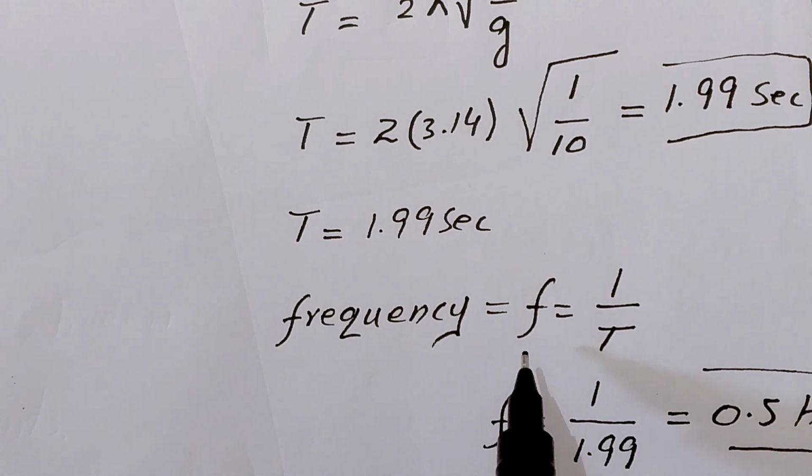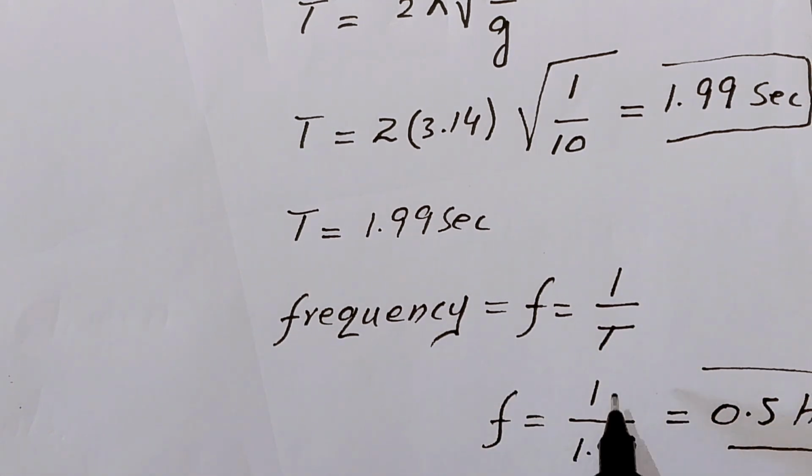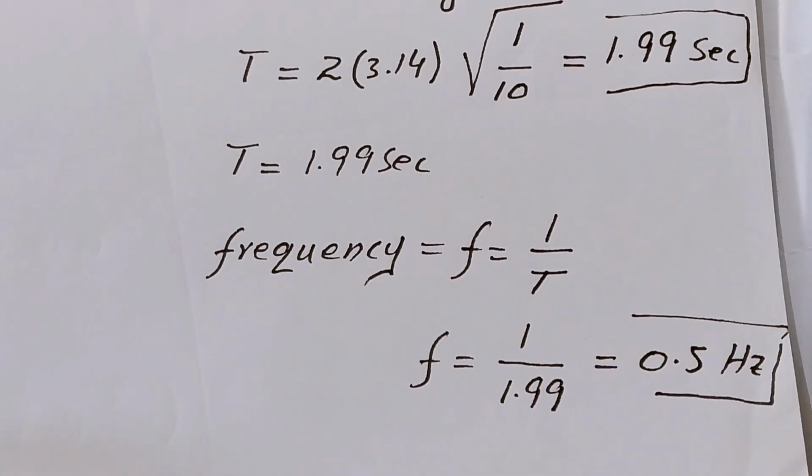And we have a formula f is equal to 1 by T, so they are reciprocal of each other. Here f is equal to 1 over 1.99, that is equal to 0.5 hertz. So that is our answer.